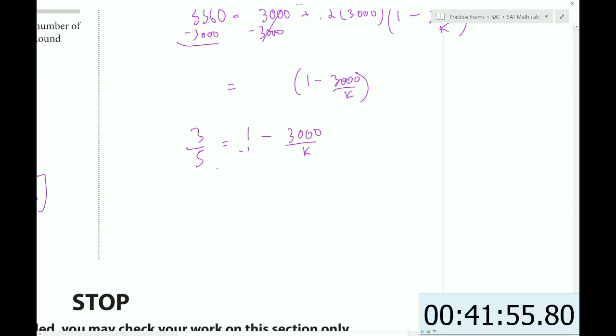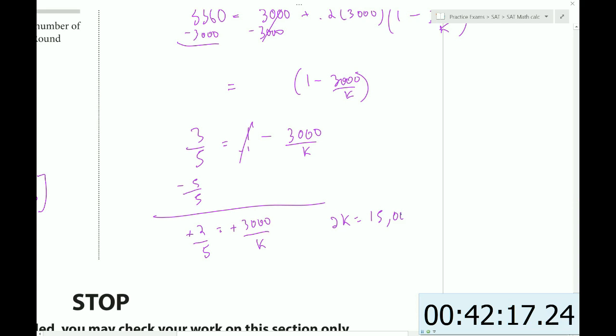So now we can subtract 1 from both sides. All right, and another way to write 1 is 5/5, right? So we're subtracting 5/5. And 3 minus 5 is negative 2/5. That equals negative 3,000 over K. And from here we can negate both sides, making them positive. We can cross multiply, so we get 2K equals 15,000. Then divide by 2 and find K is equal to 7,500.